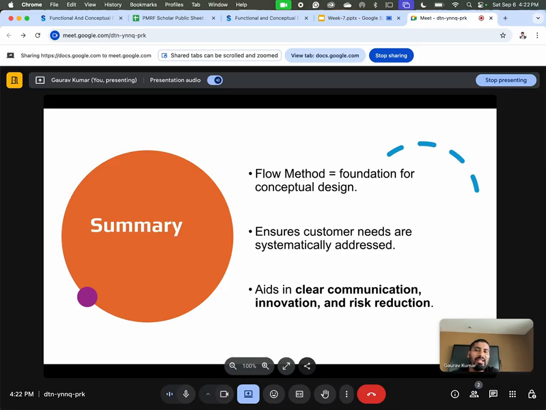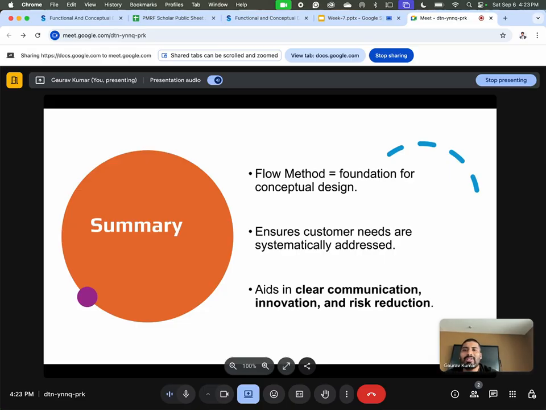Ultimately, the flow method is not just a modeling tool, it is a mindset, and it trains us to think functionally, systematically, and creatively. When applied consistently, it results in designs that are not only effective and efficient but also innovative and customer centered, that is, human centered.